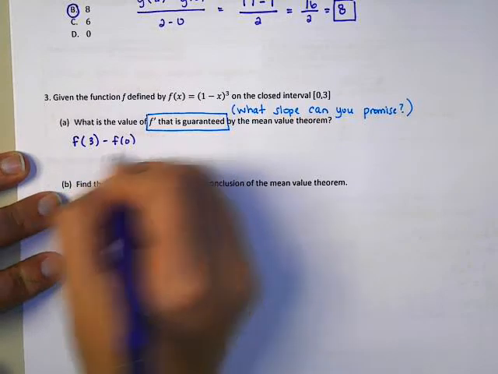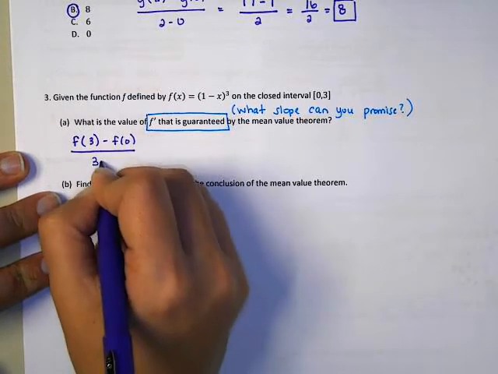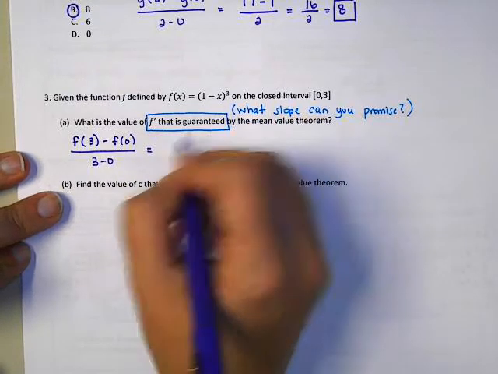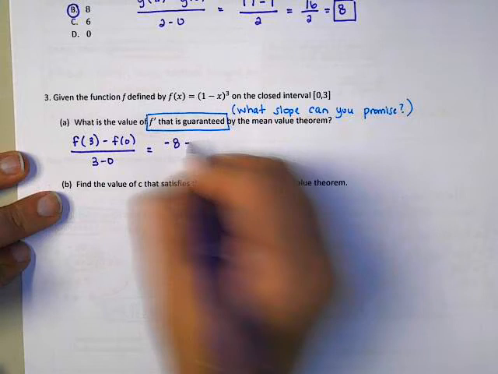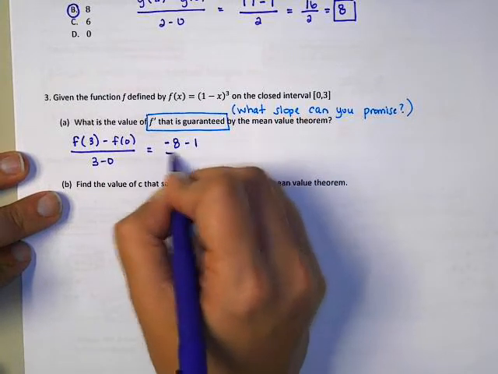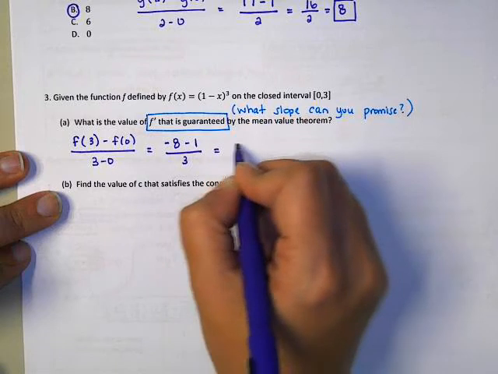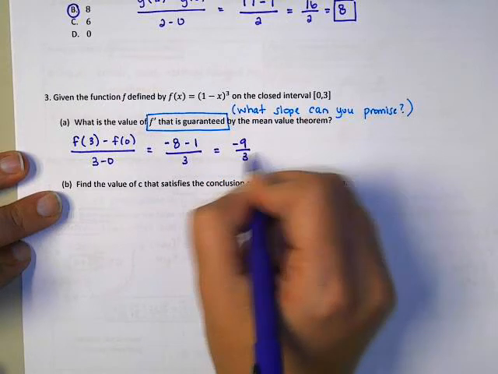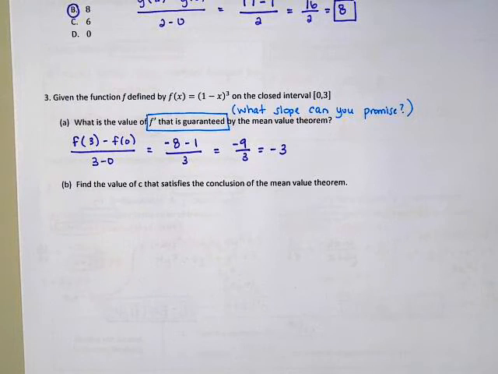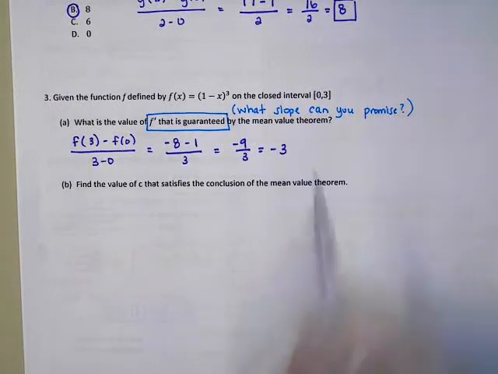So f of 3 minus f of 0 over 3 minus 0. If I plug in the number 3, I get negative 2 cubed, which is negative 8, minus, if I plug in 0, I get 1 cubed, which is just 1, over 3. So I get negative 9 over 3, which is negative 3. So I can promise that f prime is equal to negative 3 at least one time.